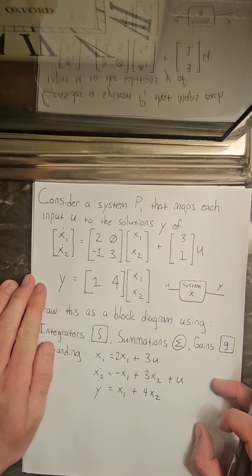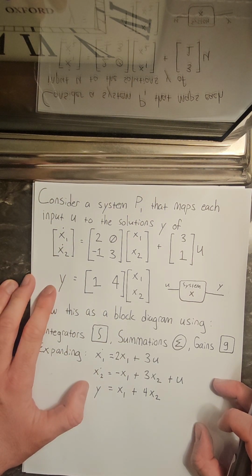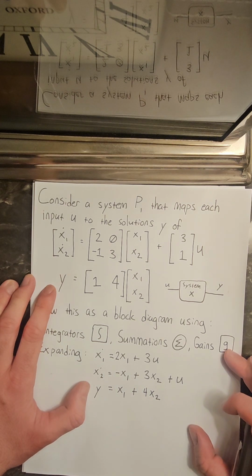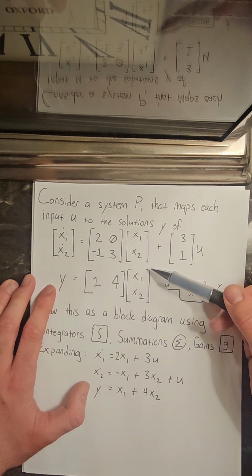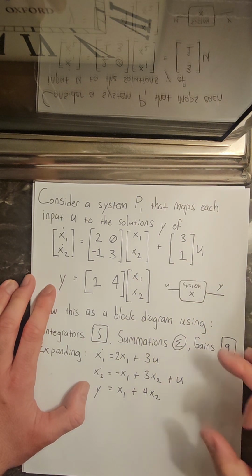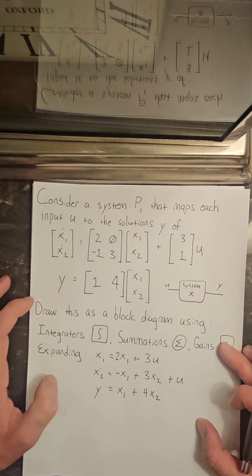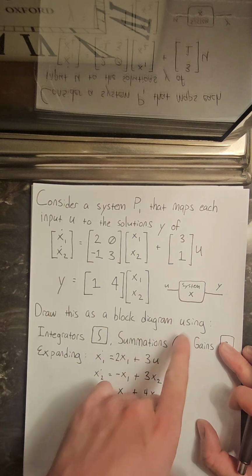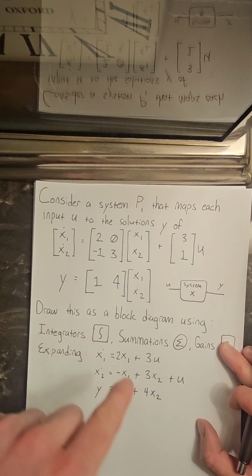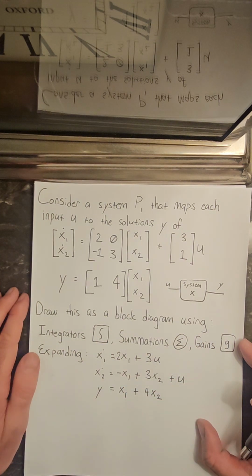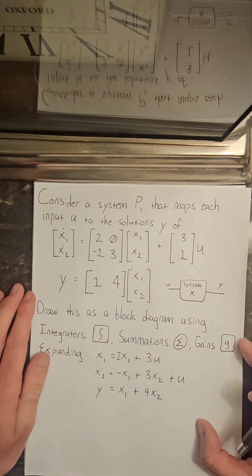We'll come to that in a later video when we do some more advanced problems. For now, we just noticed that, boom, this guy can be written like that. So let's go ahead and do our objective here, which is draw this as a block diagram using integrators, summations, and gains. So I like to take care of the integrators first.